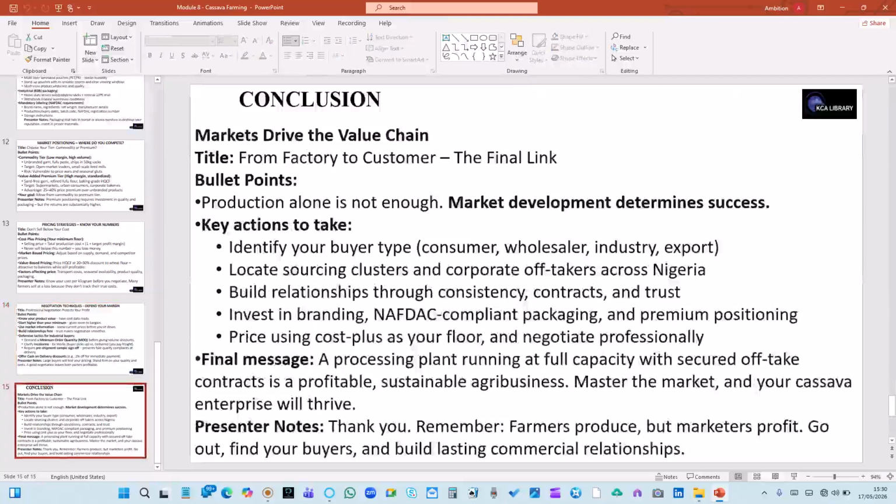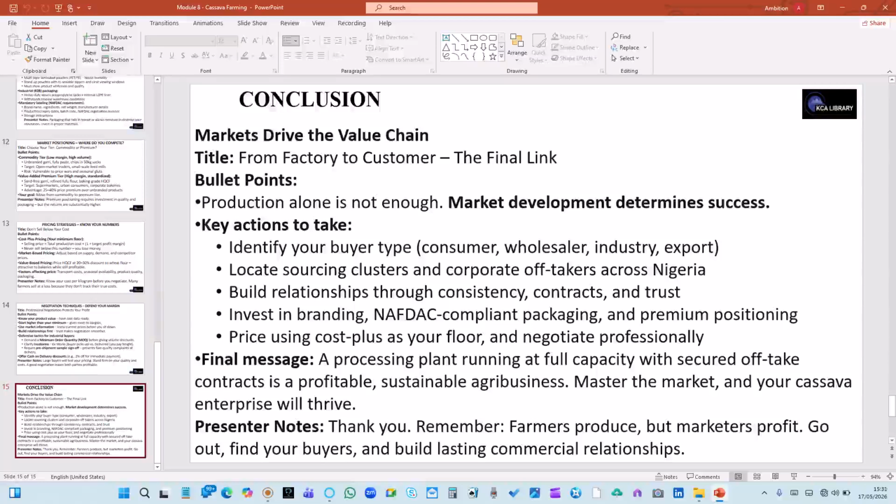In conclusion, market drives the value chain from factory to customer, which is the final link. Production alone is not enough. Market development determines success. Key actions to take include identify your buyer type, which ranges from consumer, wholesaler, industrial, and export. Locate sourcing clusters and corporate off-takers across Nigeria. Build relationships through consistency, contracts, and trust. Invest in branding, NAFDAC compliant packaging, and premium positioning. Price using cost plus as your floor and negotiate professionally.